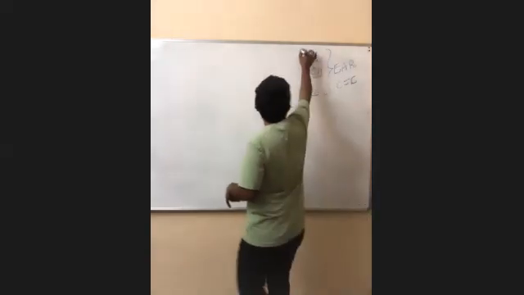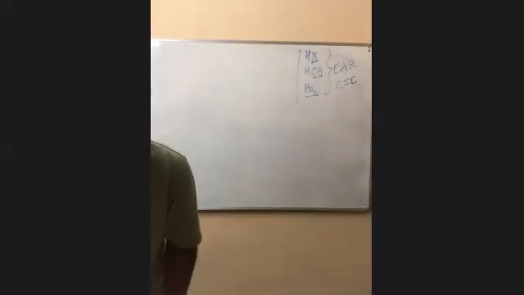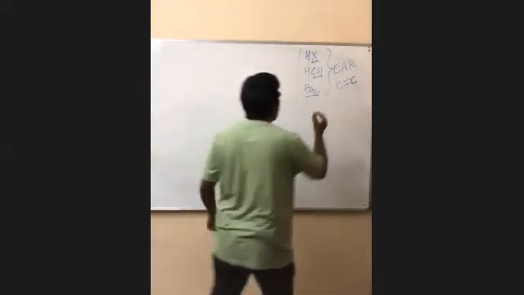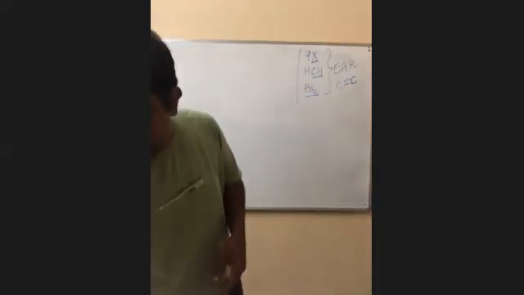Here, what is X? The board is visible to you. X means nothing but a halogen, like chlorine, from the halogen group. Clear to you? X is the halogen.